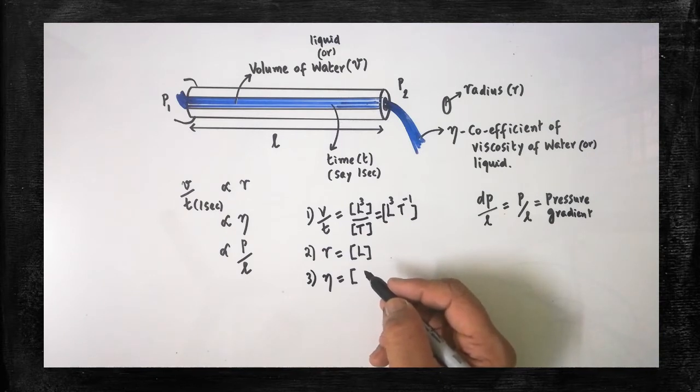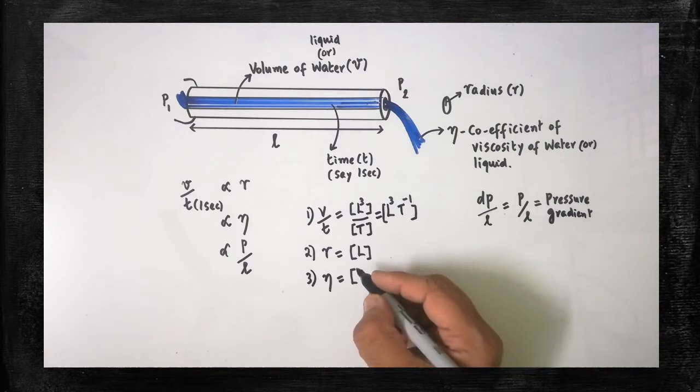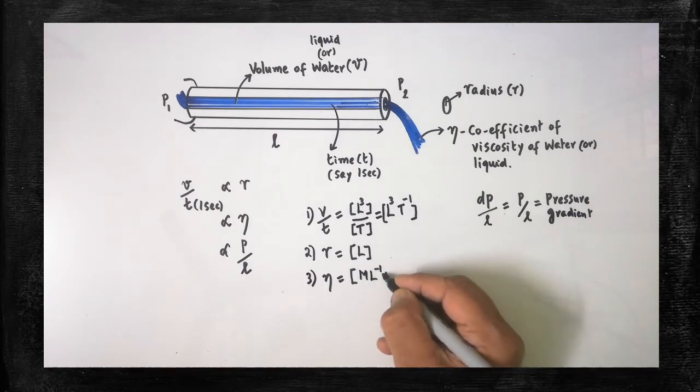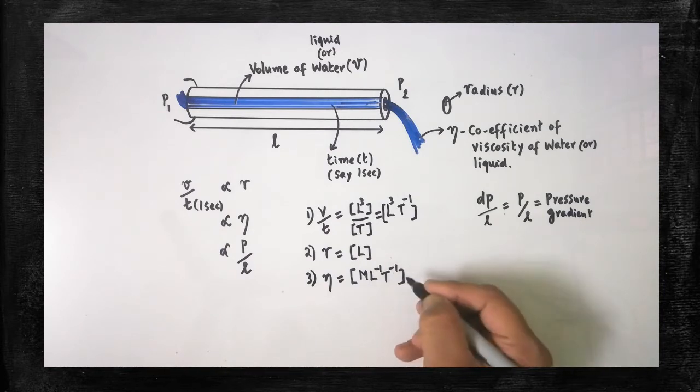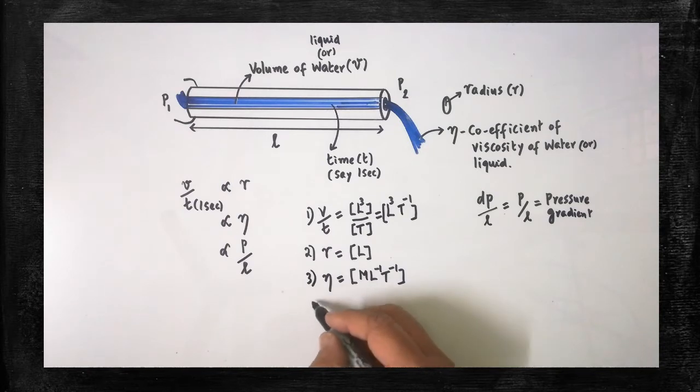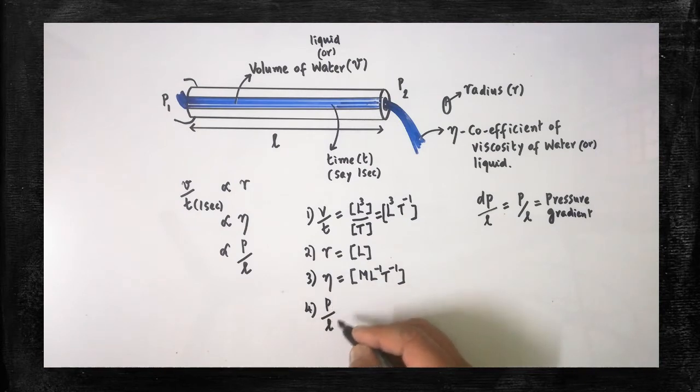So clear, refer it. In the meantime, I am also writing here. Eta, ML inverse T power of minus 1. We have already written this. So this is the dimensional formula for the coefficient of viscosity. And then the fourth factor, pressure gradient: pressure divided by length. Pressure is measured with respect to the length.